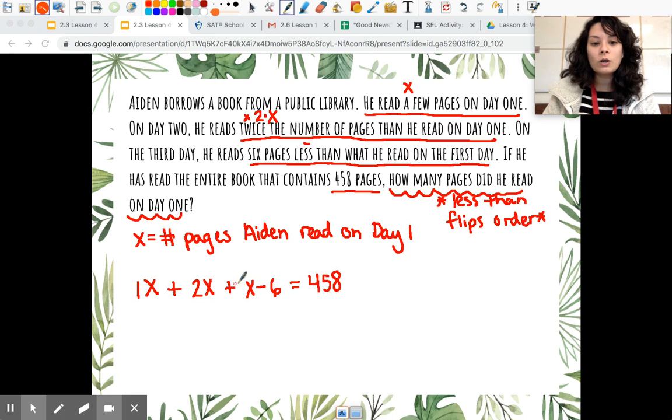x is really just a 1x, and if I add those x terms up, I get a total of 4x. 2 plus 1 plus 2 is 3. 3 plus 1 gives me 4. And then the minus 6 equals 458. Whoops. It just comes down for the ride. And now at this point, it's a two-step. I'm going to undo this negative constant first by adding it.